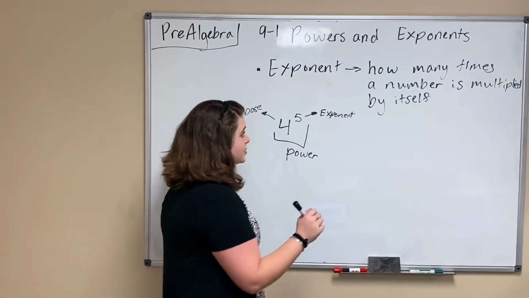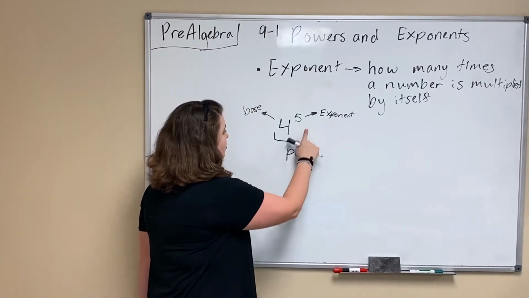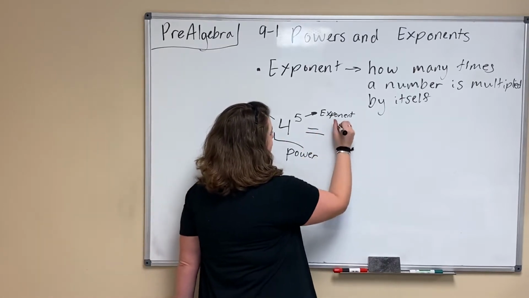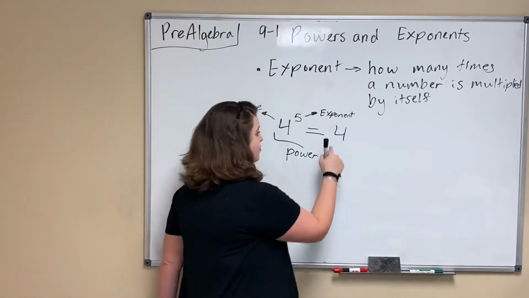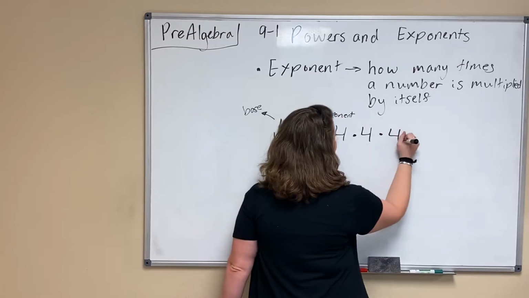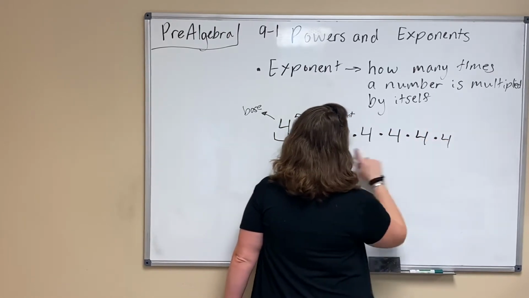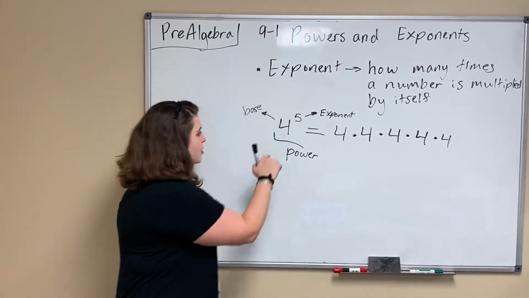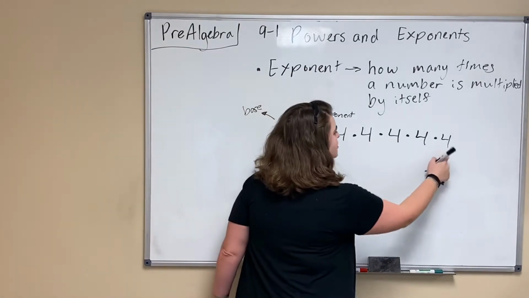Now, like I said, an exponent means how many times a number is multiplied by itself. So 4 raised to the 5th power is the same as saying 4 multiplied by itself 5 times. So I'm going to go 4 times 4 times 4 times 4 times 4. 1, 2, 3, 4, 5 times. 4 raised to the 5th power equals 4 times 4 times 4 times 4 times 4.